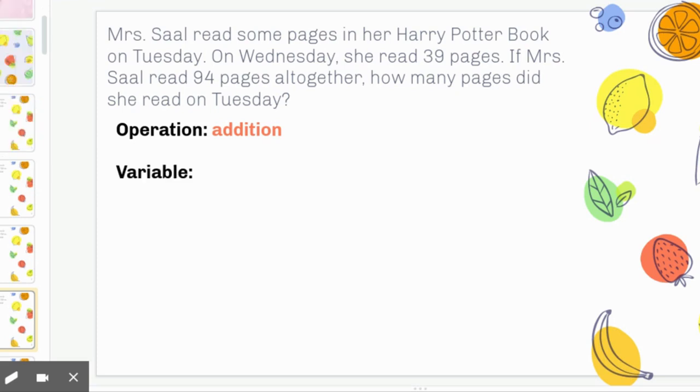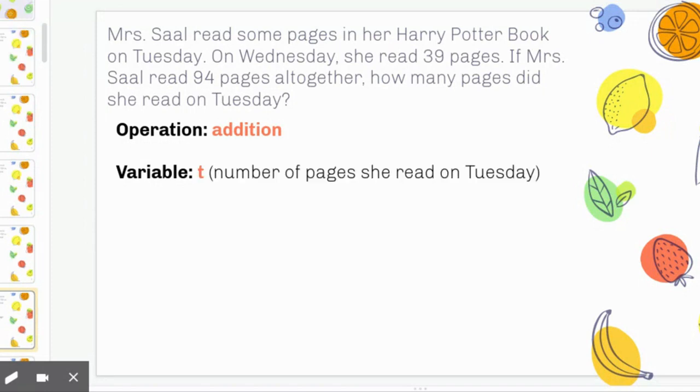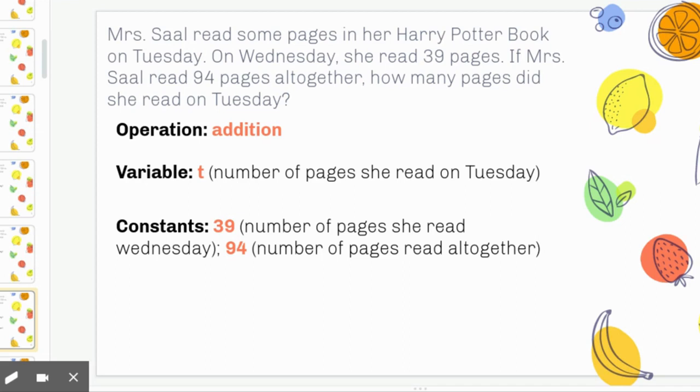So the next thing we need to decide is the variable. The variable is going to be whatever number you don't know from this problem. And in this case, I don't know the number of pages she read on Tuesday. So in that case, the variable is going to be t, which is going to represent the number of pages she read on Tuesday. In order to write our equation, the next thing we need to decide on are the constants. The constants, remember, are the values that you do know. And in this case, we know 39, which is the number of pages she read on Wednesday, and 94, which is the number of pages read altogether.